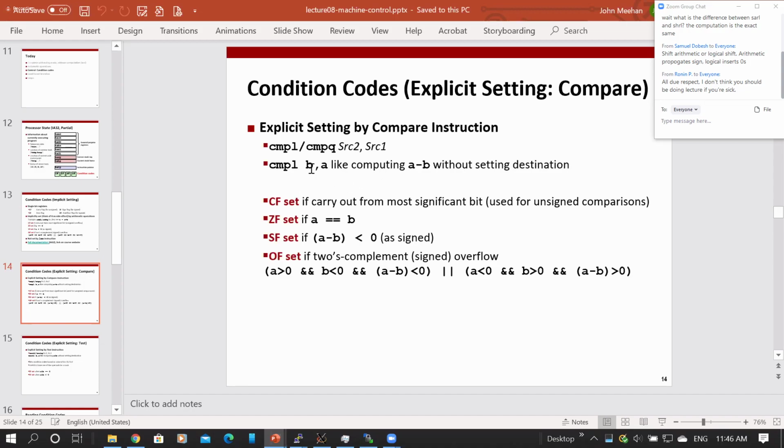If I did compare B, A and I subtracted B from A, right? And the sign flag got set, what is that telling me? That's telling me that subtracting B from A created a negative number. So what must be the case? B must be bigger than A. So if I do compare B, A and I look at the sign flag, I know that B is bigger than A, right? So this is how you use this nonsense, right?